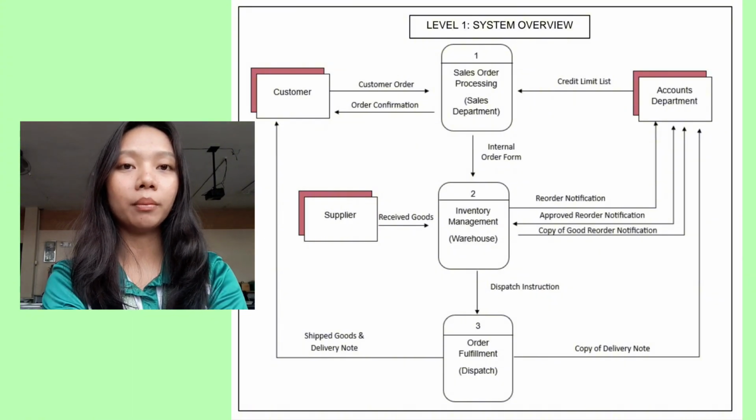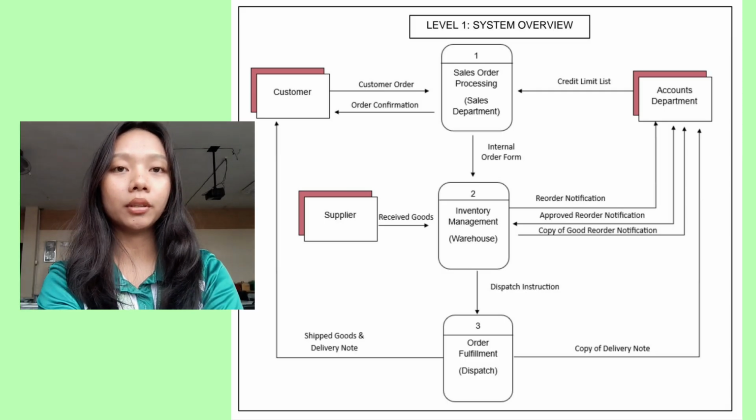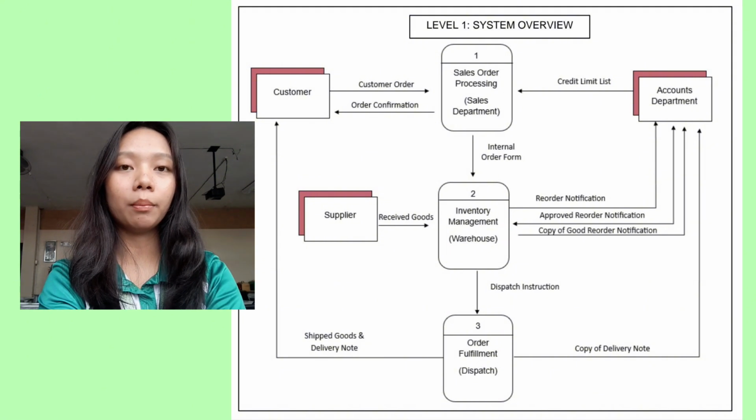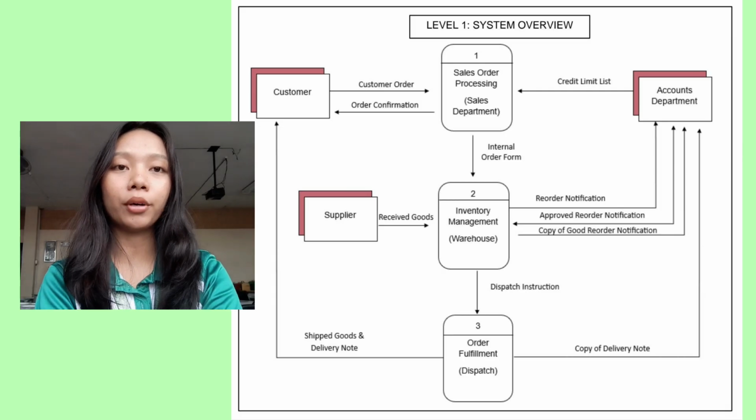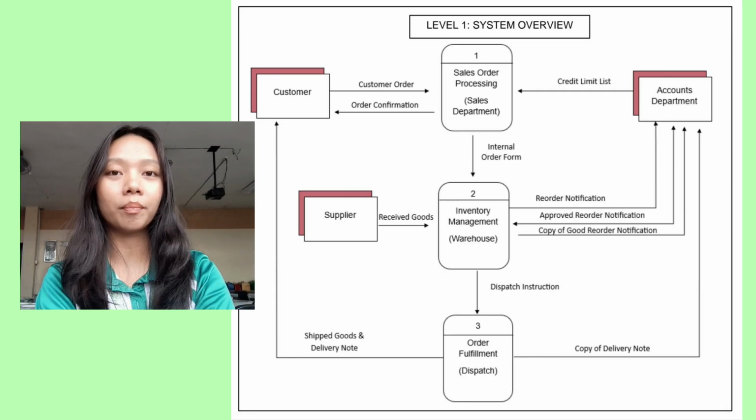Finally, we have the accounts department, represented as process 4. Accounts interacts with multiple departments in this system. First, it provides the weekly credit limit list to the sales department. This list is important for controlling which customers are allowed to place new orders.